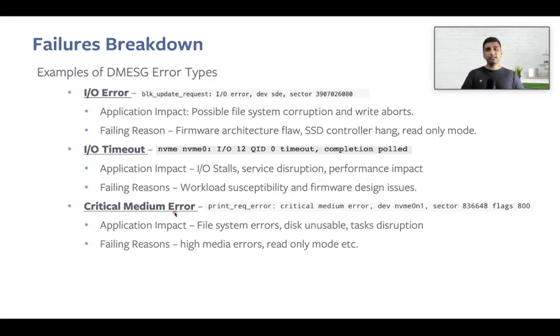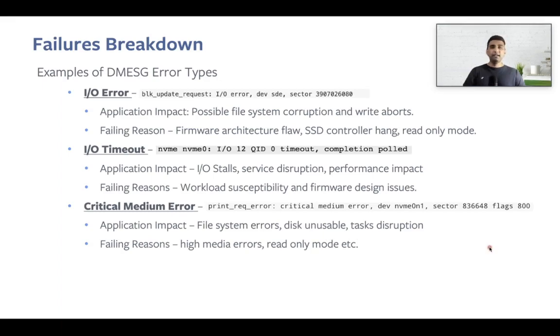The last one here is a critical medium error. Typical failing reasons for this are high media errors happening in an SSD due to its NAND, the SSD going into a read-only mode, etc. The application impact because of this could be file system errors, the disk being completely unusable, and several tasks getting disrupted. In the next slide, we will walk through a few of the SMART examples which trigger failures.